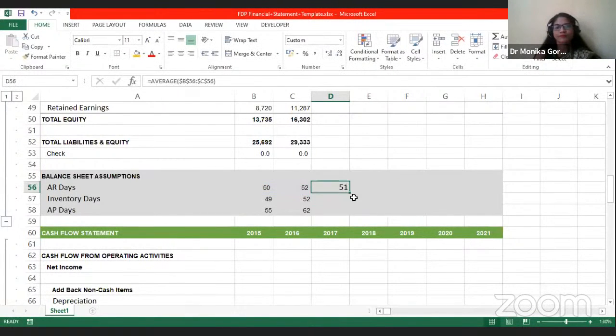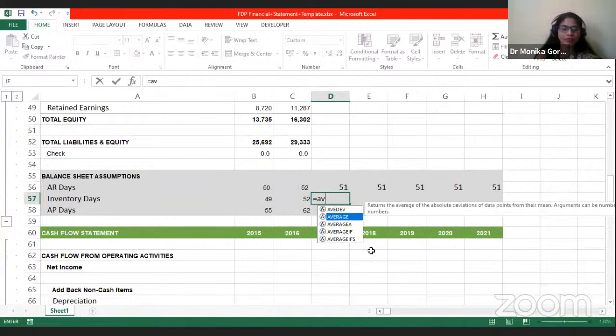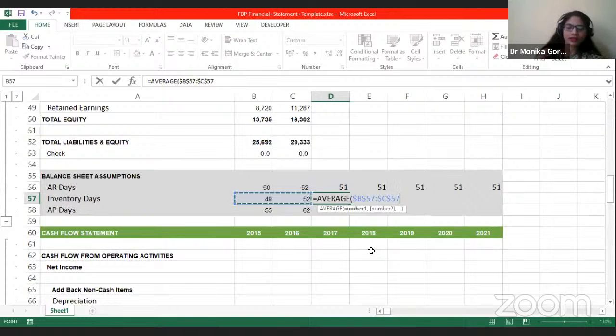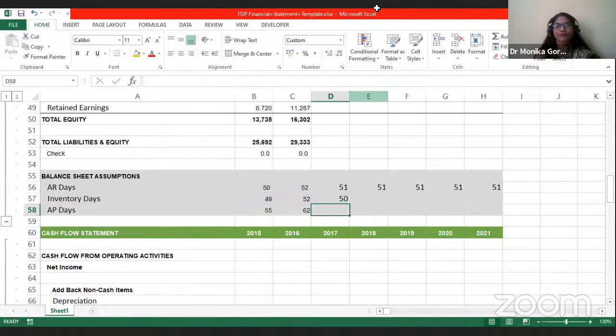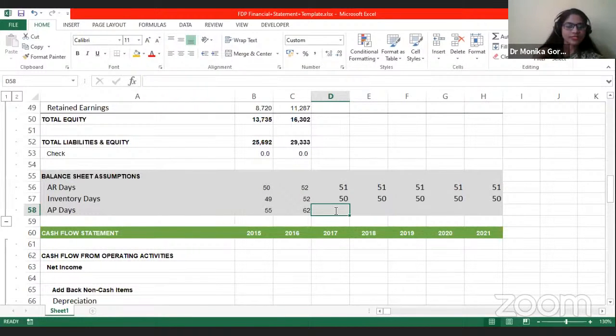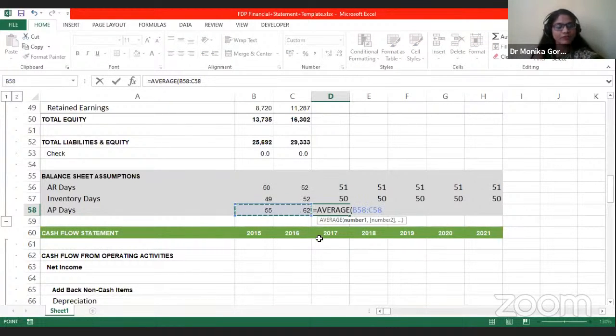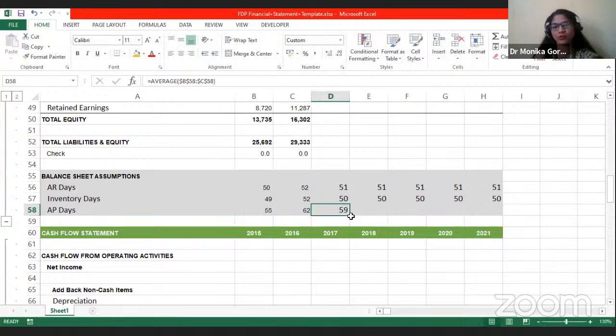Okay. I'll drag this so that it automatically gets pasted. Again, average of 2 years. I'll freeze it by F4, and again shift left arrow, control R. Same thing here. The third assumption, for accounts payable, is equal to average of the previous 2 years, bracket complete, freezing both the years, and this is the period which I get.